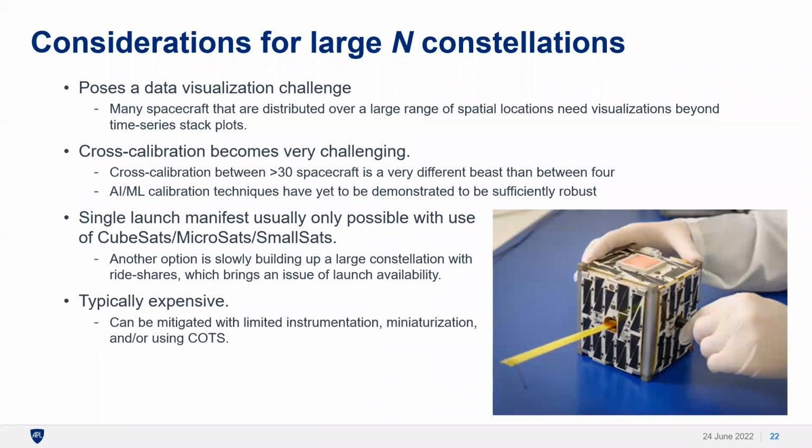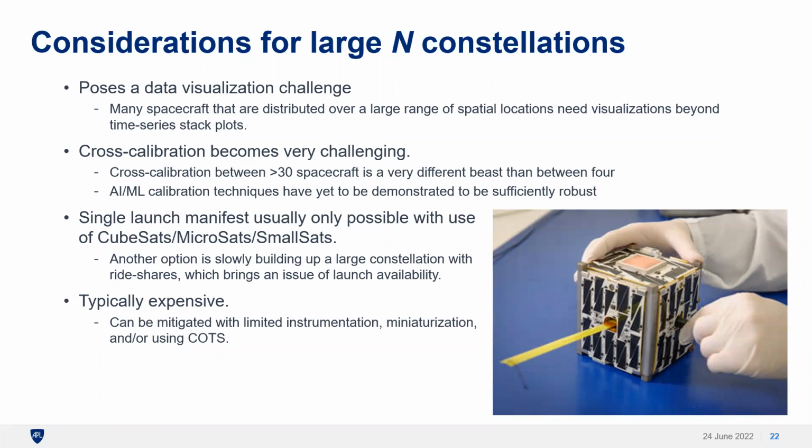But of course, you have a lot of considerations. If you want to amp everything up to have a large number of spacecraft, this poses a data visualization challenge. We all really know and love our time series stack plots. We love to order everything by time and just have all of the panels. But if you have 70 spacecraft all located at different parts of the magnetosphere, that's not going to tell you anything. You might see bumps and wiggles at different points in time, but what if that's temporal? What if that's spatial? You can't really reconstruct anything that way, and it would just be too much for your brain to digest.